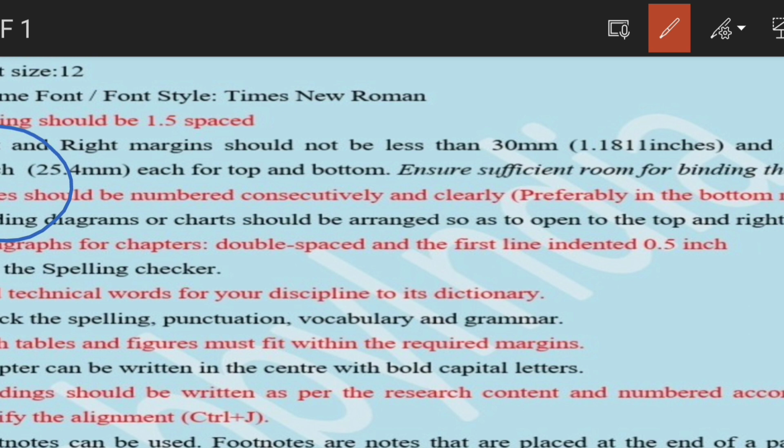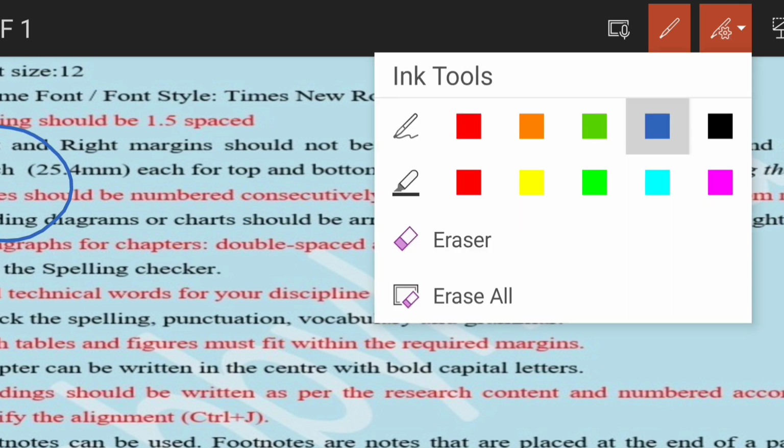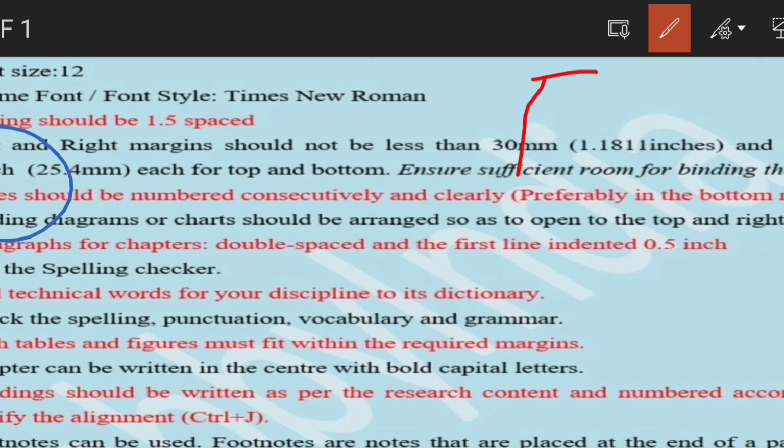Now why is that? As you see, this is your A4 size paper and you need sufficient space for binding. So it should have sufficient room for your binding. So that is why you need to leave the space. Clear?